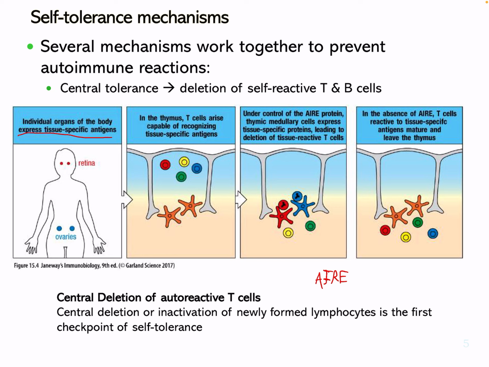So in the thymus, T cells arise capable of recognizing tissue-specific antigens under the control of our AIRE protein. Thymic medullary cells express tissue-specific proteins, leading to the deletion of tissue-reactive T cells. In the absence of AIRE, T cells reactive to tissue-specific antigens mature and leave the thymus, which is not good. So central tolerance is essentially central deletion of autoreactive T cells. The central deletion or inactivation of newly formed lymphocytes is the first checkpoint of self-tolerance.